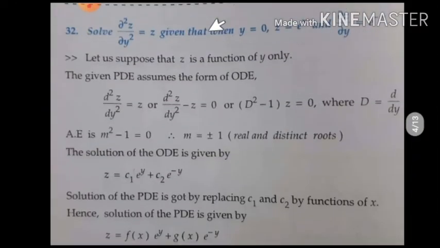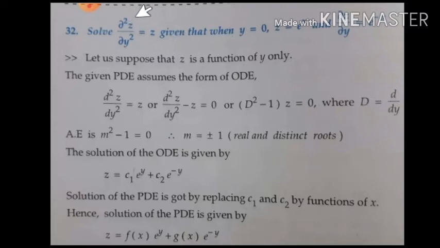Now, let us discuss one more problem. Solve dou square z by dou y square equal to z, given that some conditions they have given. Now, first we need to identify, is the given partial differential equation homogeneous or non-homogeneous? Non-homogeneous means here in the equation you will have independent variable x and y also. But here you have dependent variable only, and z partial derivative is with respect to only one independent variable. Hence, it is homogeneous partial differential equation.